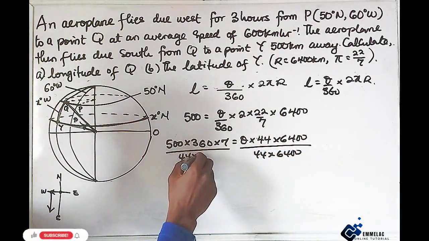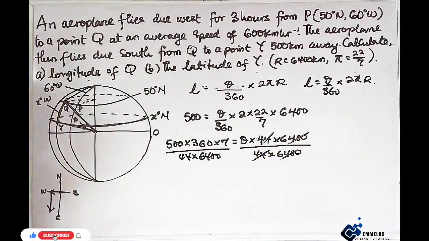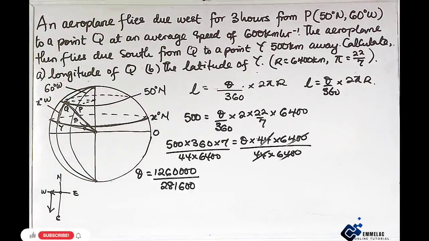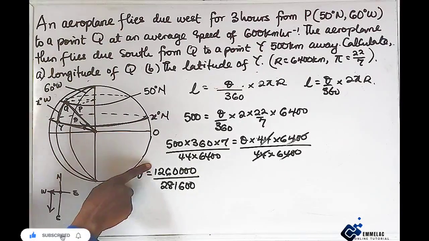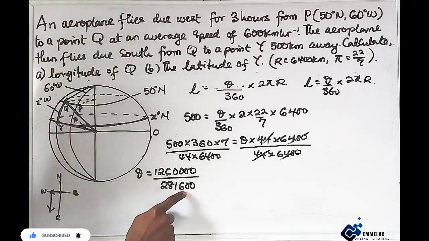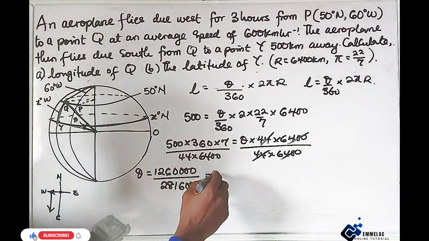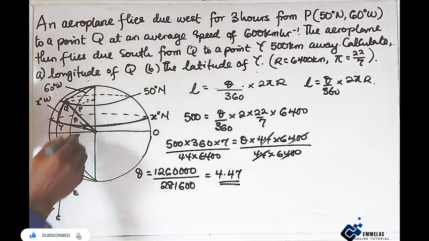Now dividing both sides by 44 times 6,400, the whole of this will eliminate each other, so theta will then be, if I multiply through, the product of the numerator is given as 1,260,000 and the product of the denominator is given as 281,600. Now dividing the two here, we have 4.47. So this is the angular difference.